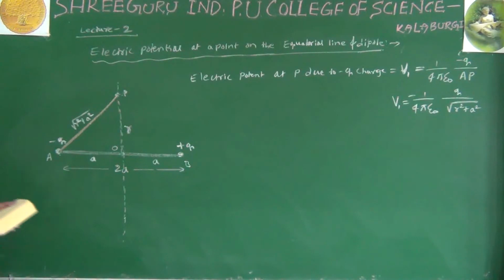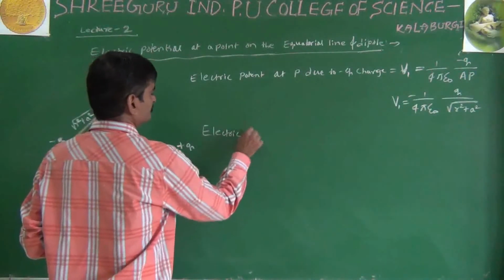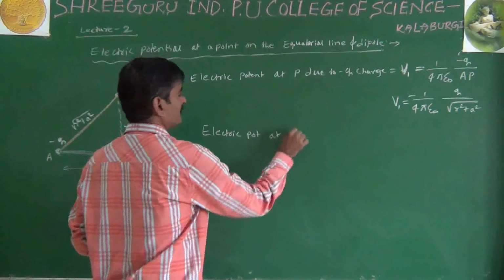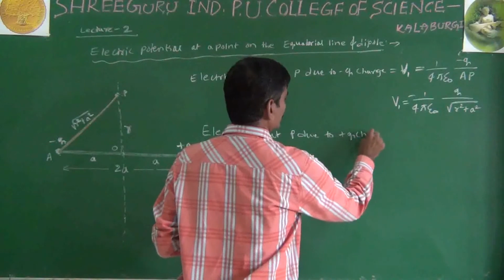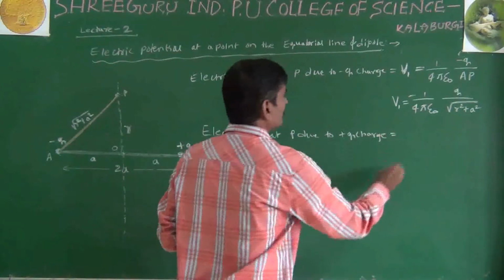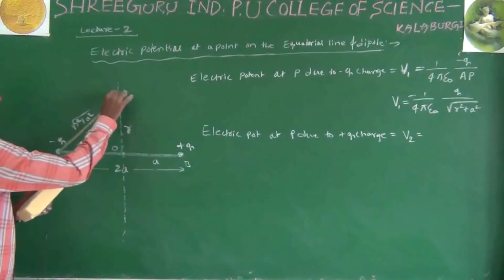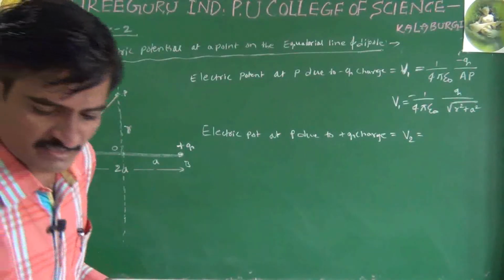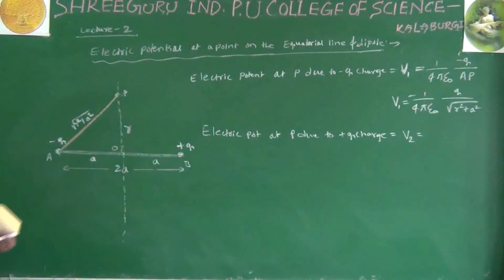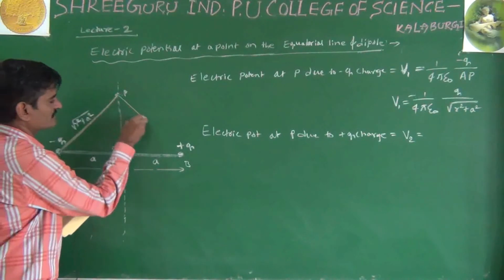Okay. So next, the electric potential at P due to plus q charge is written as V2. Electric potential at the point P due to the plus q charge. Now we have to think about the distance of the point P from the plus q charge. So this distance.